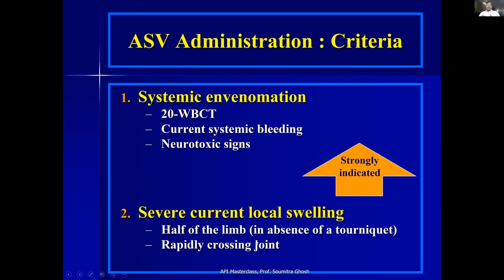Half of the limb, in the absence of a tourniquet, if it is swollen, it is definitely envenomation. And if it is rapidly crossing the joint, because all these deep fascia are attached, if they can rapidly cross the joint, then it is a systemic feature.